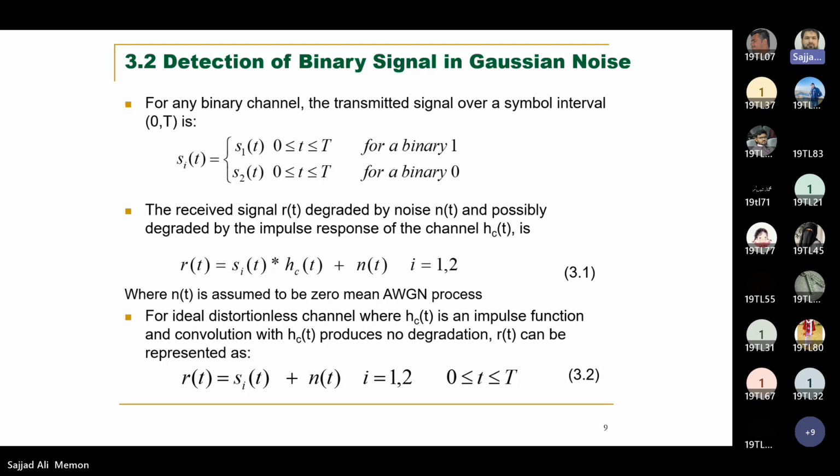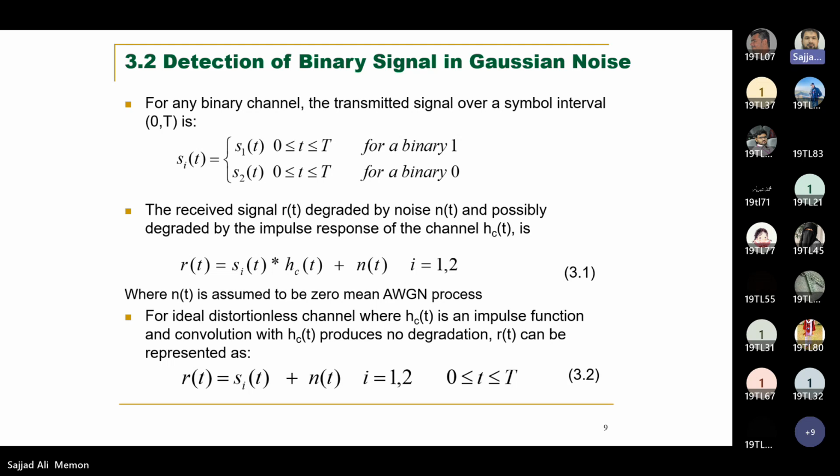For any binary channel that transmits a signal over a symbol interval 0 to T, where T is the symbol interval, binary channel means there are two possibilities for a bit, either binary 1 or binary 0. So we say that S1 of t is for binary 1 and S2 of t is for binary 0. So a symbol can be binary 1 or binary 0. This only happens in BPSK, where the symbol time and the bit time are the same.